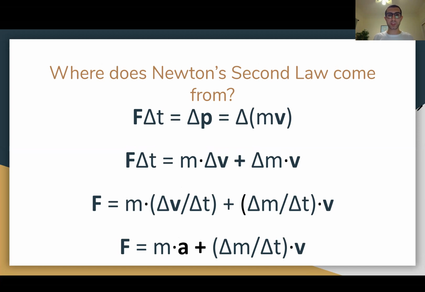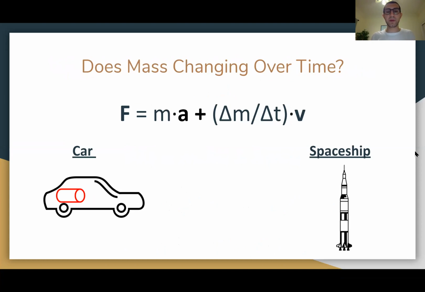So we have F is equal to ma plus this extra term out here. That extra term is a correction term. What that's saying is that the net force is equal to the mass times acceleration plus the change in mass over time times its velocity. Now, for something like a car, does a car change its mass over time? What do we think?